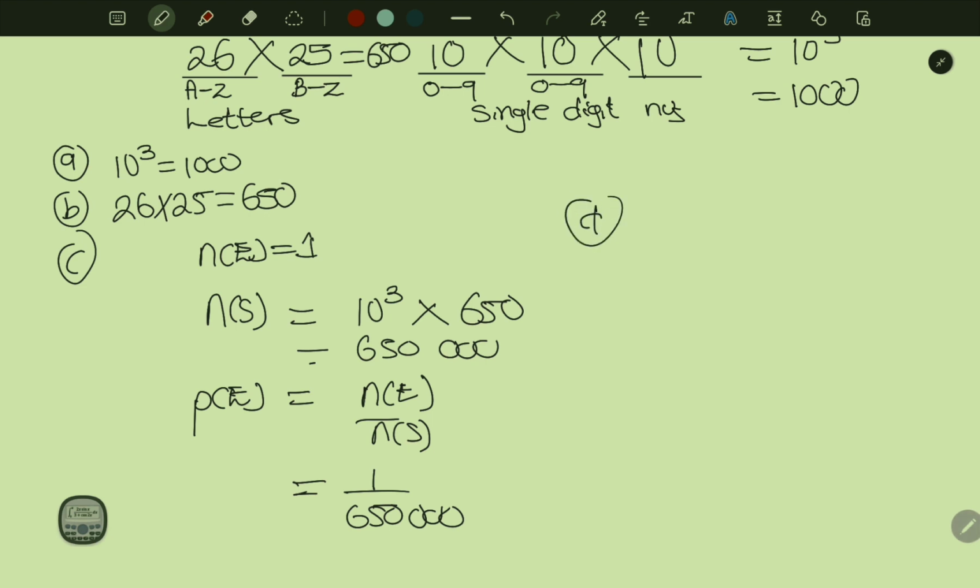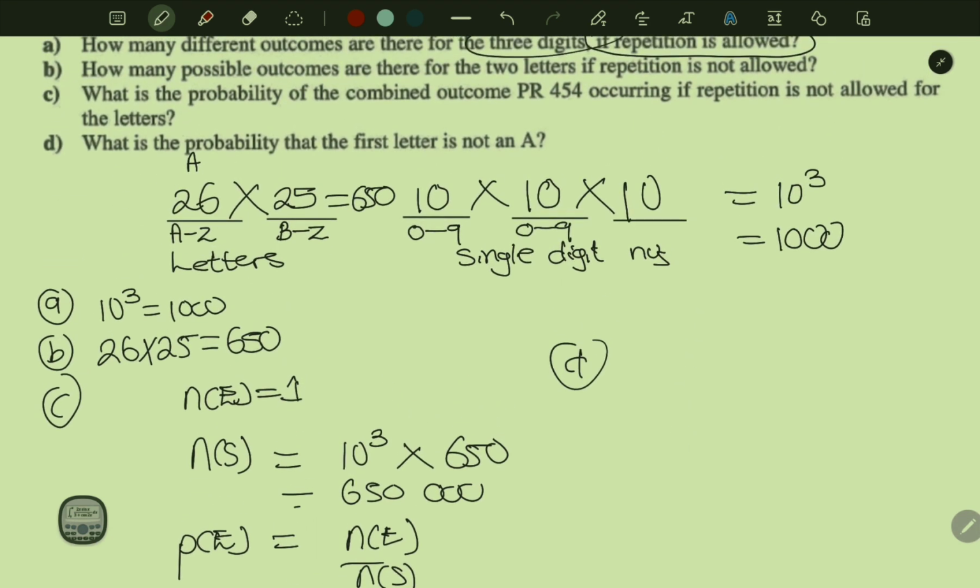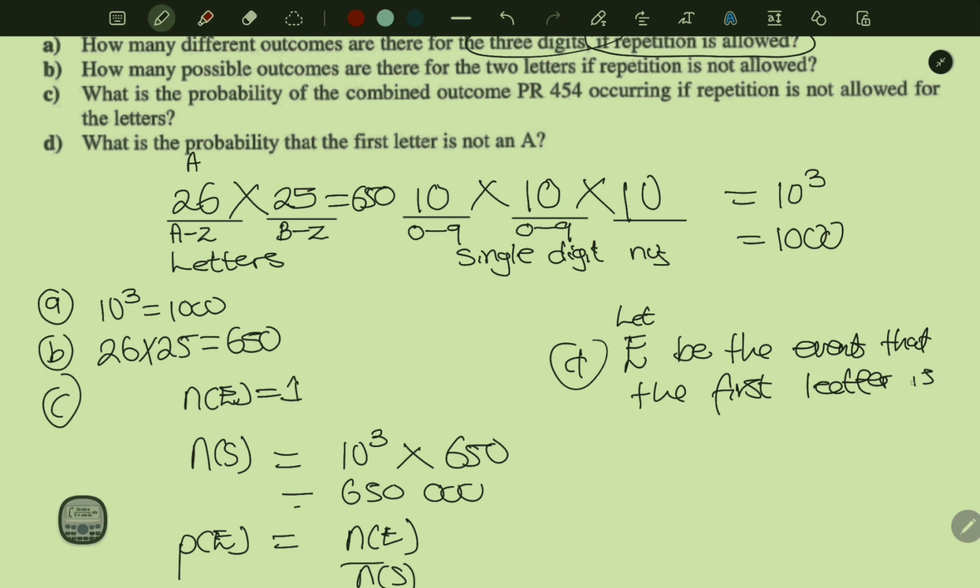So let's look at question D now. Question D states, what is the probability that the first letter is not A? In this case, I'm going to let E be the event that the first letter is actually A.